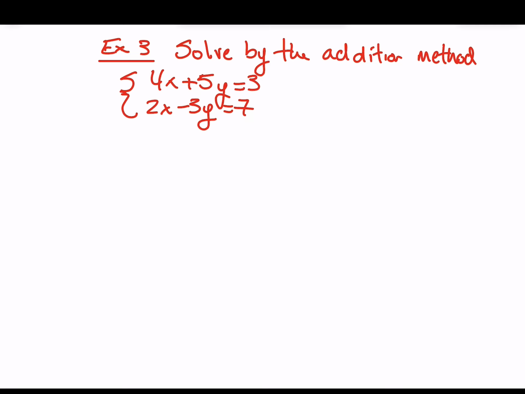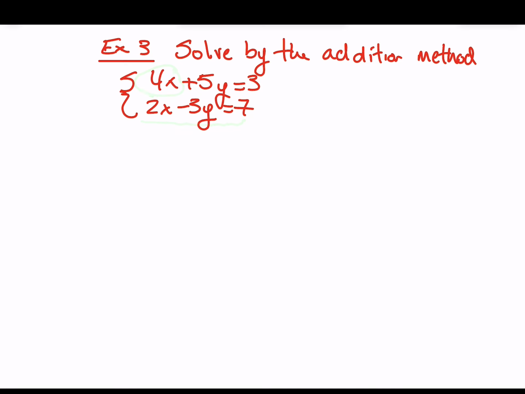Example 3, we want to solve the following system using the addition method. So our first equation is 4x plus 5y equals 3, and our second equation is 2x minus 3y equals 7. Okay, what we want to do is find some multiple of one of these equations that will cause either the x variable or the y variable to go when we add the two equations together.